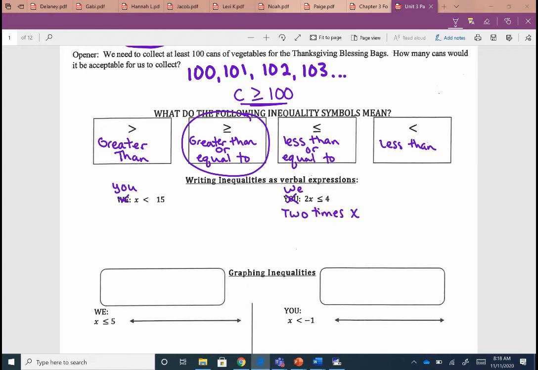Then what does that symbol mean? If we need to, we take a look up at our boxes. What do we think? Greater than or equal to? Less than or equal to? Less than or equal to? 2 times x is less than or equal to 4.